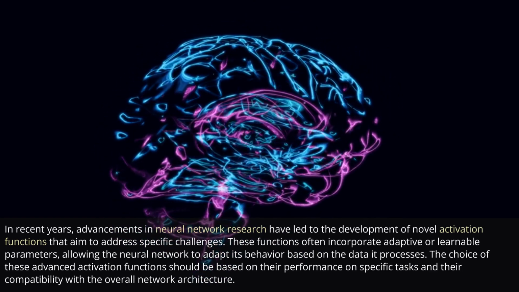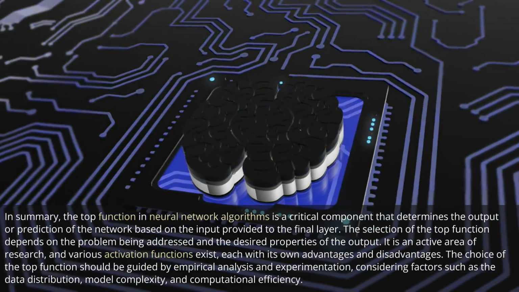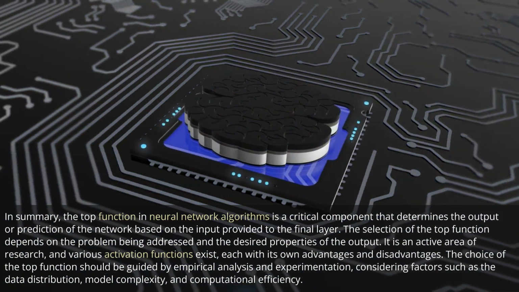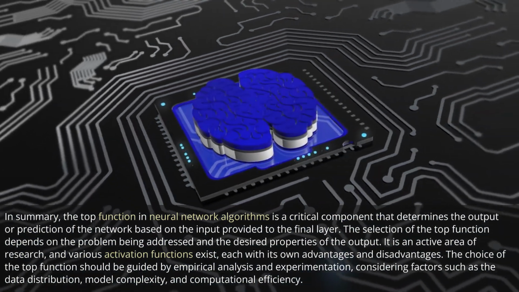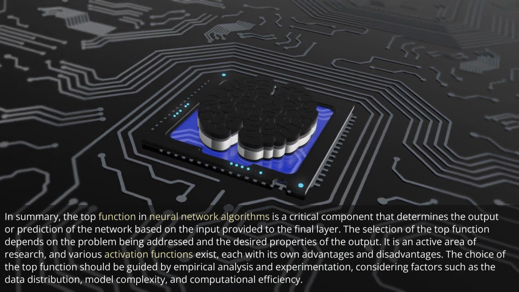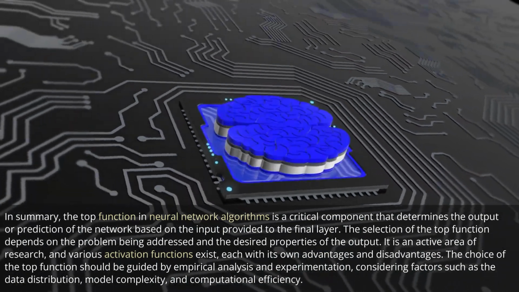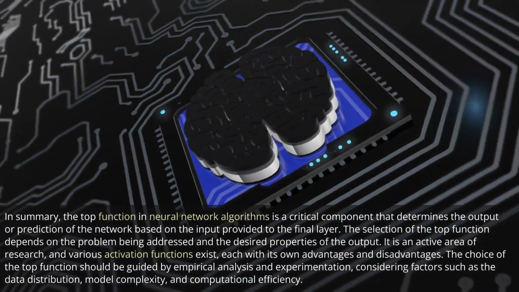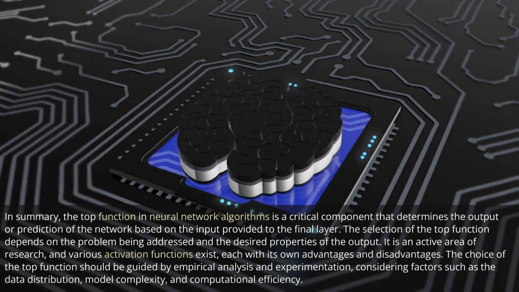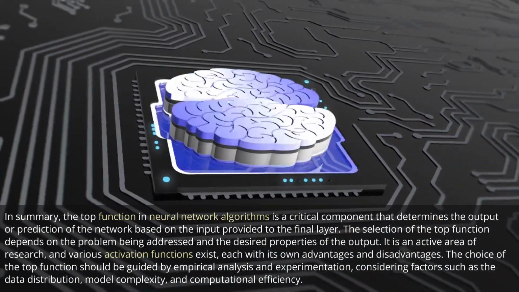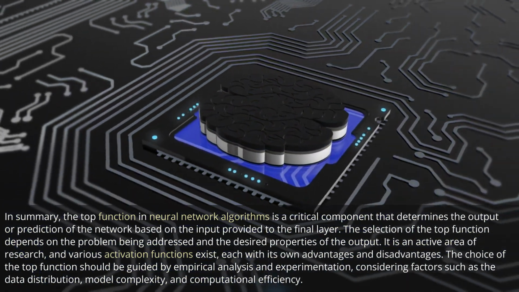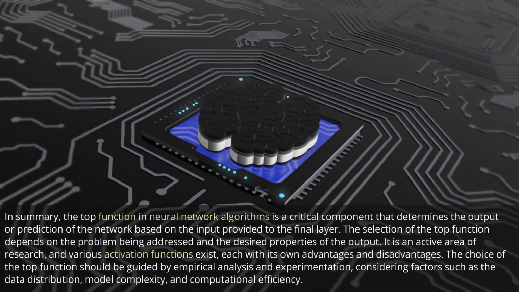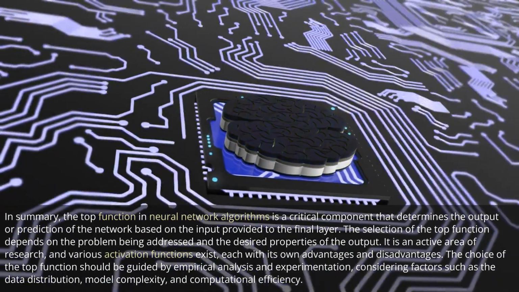In summary, the top function in neural network algorithms is a critical component that determines the output or prediction of the network based on the input provided to the final layer. The selection of the top function depends on the problem being addressed and the desired properties of the output. It is an active area of research, and various activation functions exist, each with its own advantages and disadvantages. The choice of the top function should be guided by empirical analysis and experimentation, considering factors such as the data distribution, model complexity, and computational efficiency.